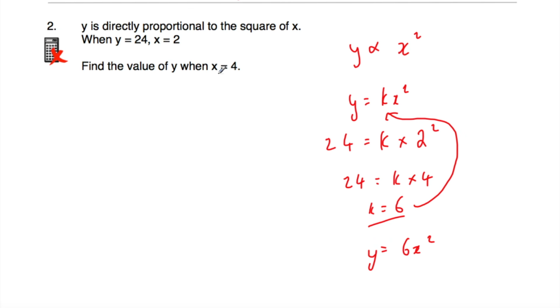And sometimes in the question you'll be given a value of x like we've been given here, which is 4, and we're going to substitute that in to find out what y is. In other occasions you might be told what y is, and then you have to substitute that in and then solve the equation to find out what x is. Okay, so let's work this out.